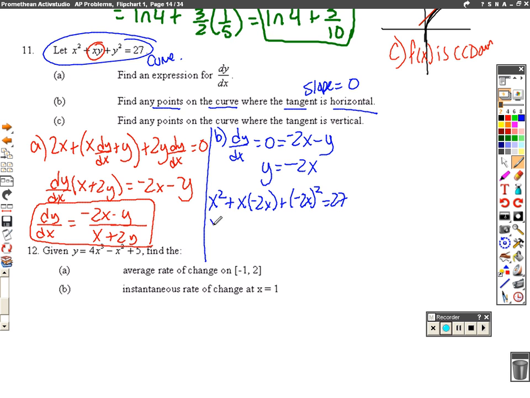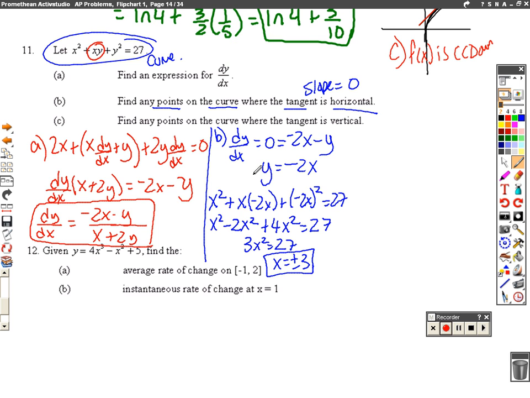So we've got x squared, x times negative 2x is negative 2x squared. Negative 2x squared is plus 4x squared equals 27. X squared minus 2x squared is negative x squared plus 4x squared is 3x squared equals 27. If I divide by 3, I get 9, which means x is equal to plus or minus 3. All right, plug it back in, and those will give your y values.